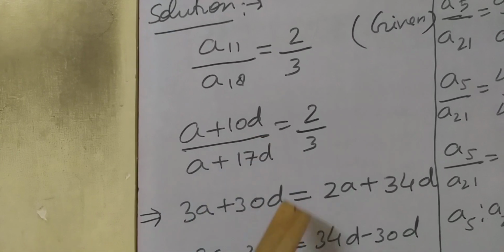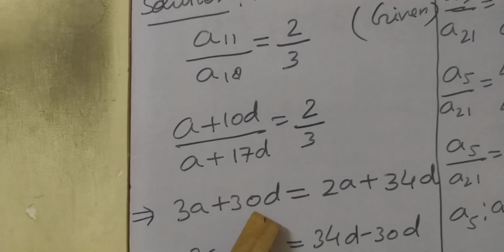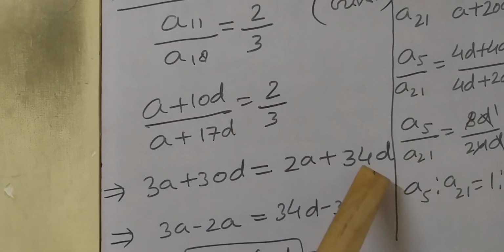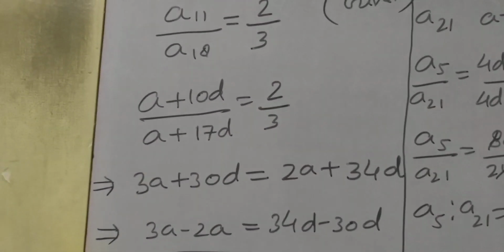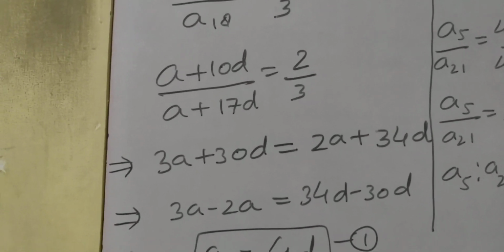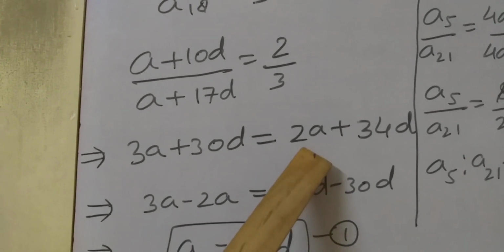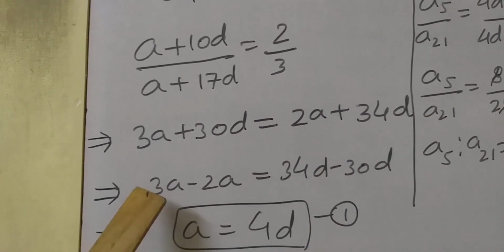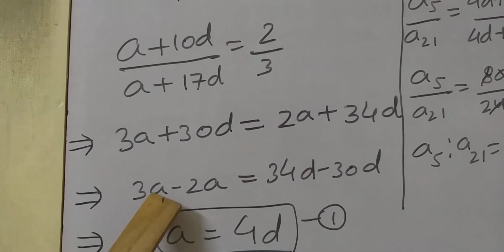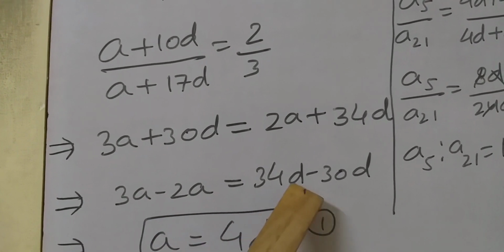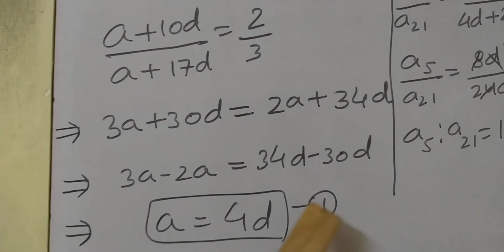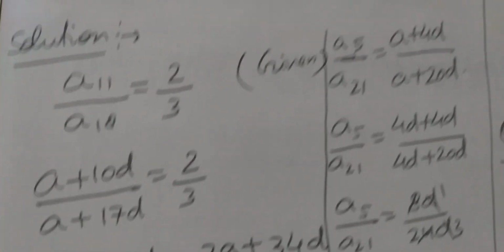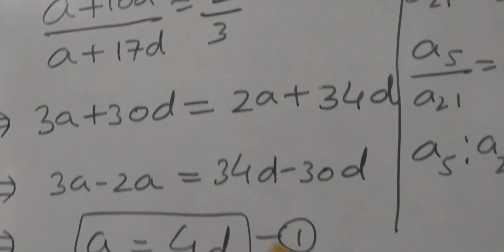Now students, cross multiplication: 3A plus 30D equals 2A plus 34D. Now take the like terms one side: 2A will transpose this side and 30D will transpose the other side. So it will be 3A minus 2A equals 34D minus 30D. A equals 4D. Students, this is equation number 1.